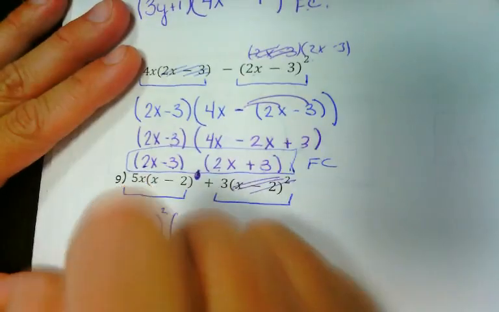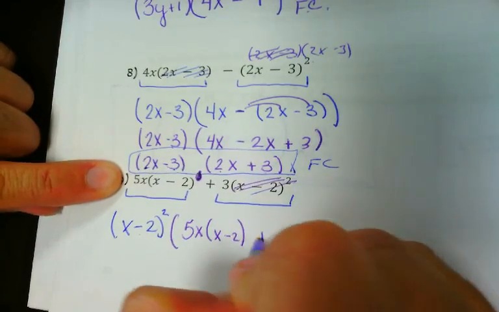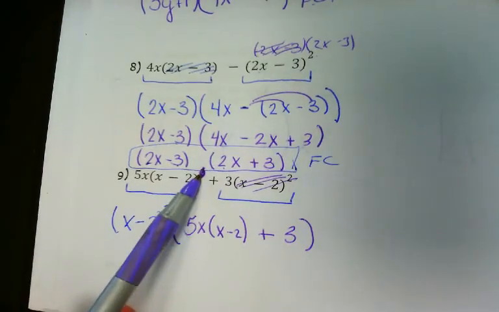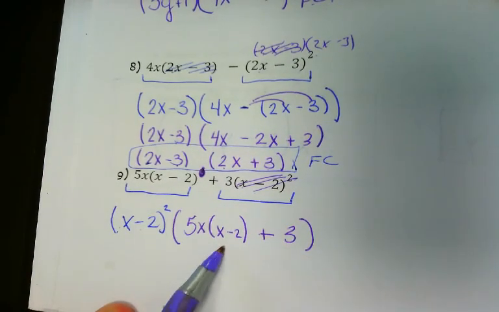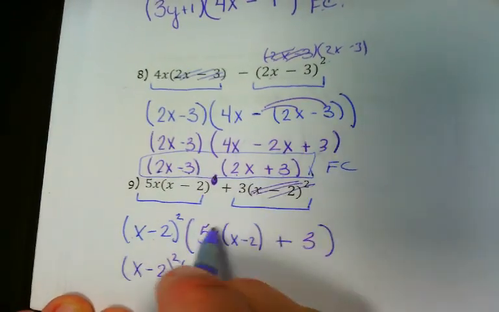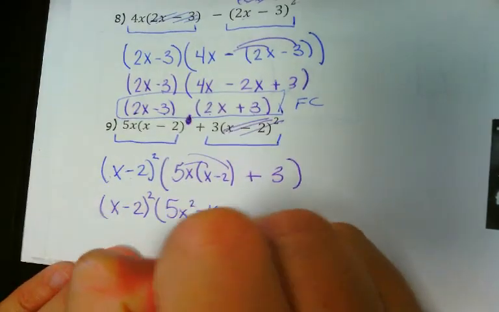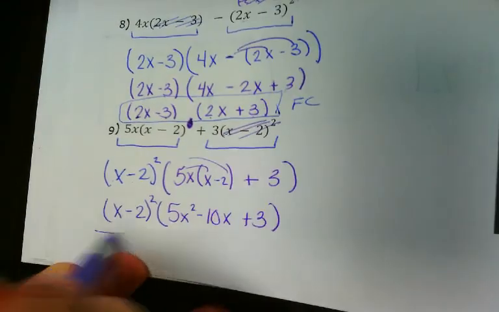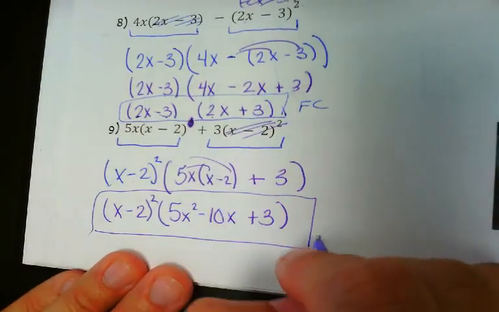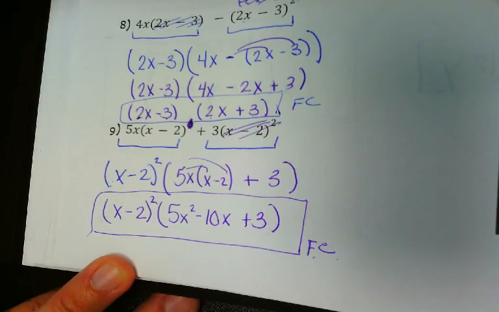I took it out. So on this first term, I'm left with 5x times x minus 2. Then I have a plus sign, and over here I'm left with just a 3. So again, I had 3. I took out 2, so I'm left with 1. And then I just need to clean up. So I have x minus 2 squared. Can distribute this. Is that going to be 5x squared minus 10x plus 3? No GCFs. We haven't talked about this type of factoring yet, so we're not going to worry about it yet. We're just literally on GCF day. So we'll say that's factored completely.